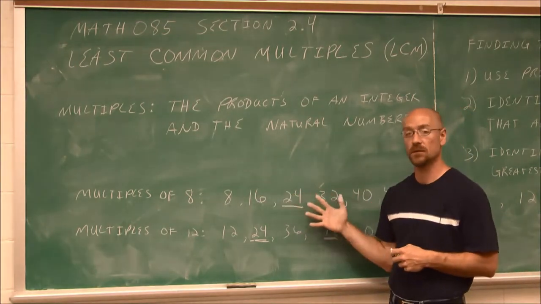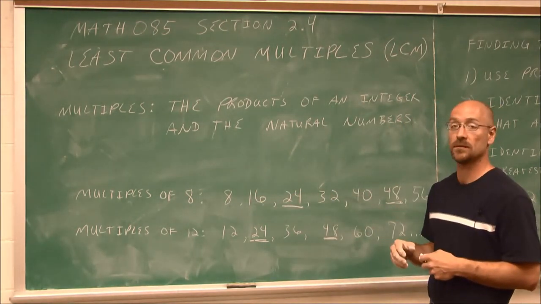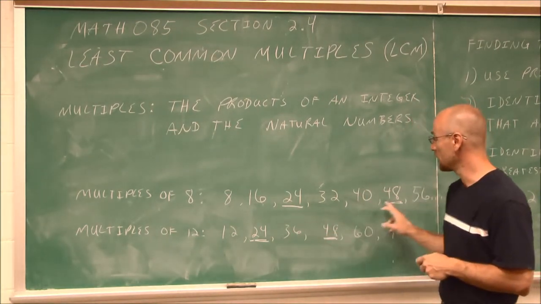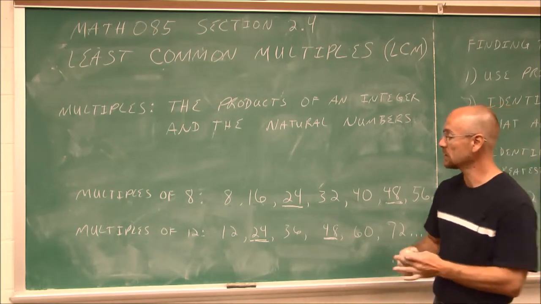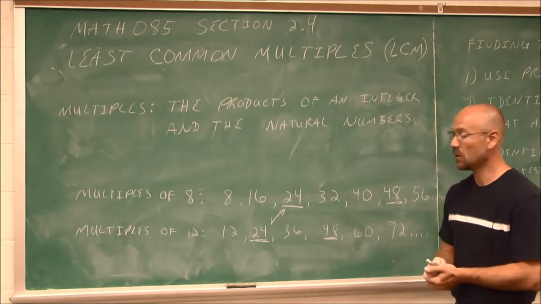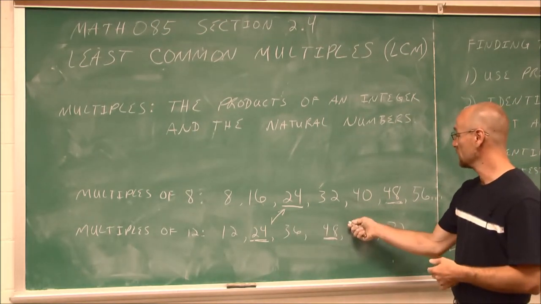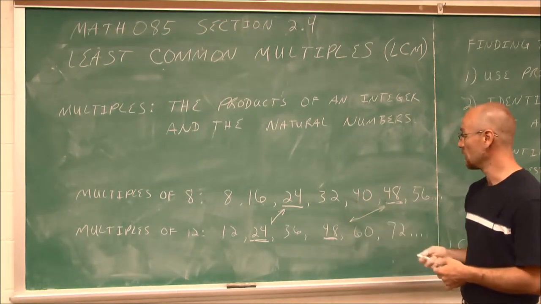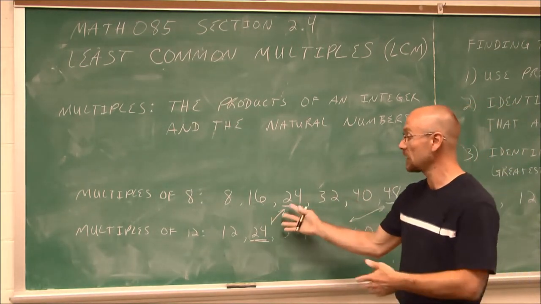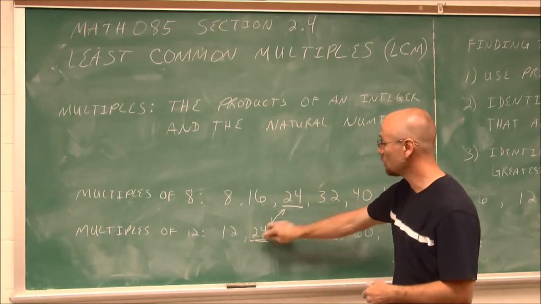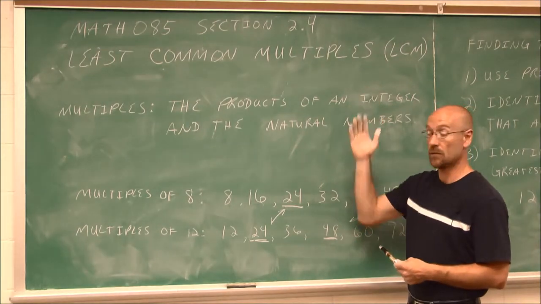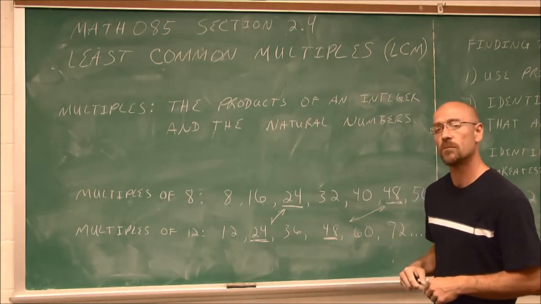Now, if we list the multiples, and we want to find the least common multiple, well, let's first find common multiples. And as you can see, I underline a few of these here because these values are common to both. So which one is the least common multiple? Well, we can see the first one that is common in both would be the 24s. So 24 is the least common multiple of 8 and 12. My LCM. So I'd say my LCM is 24.